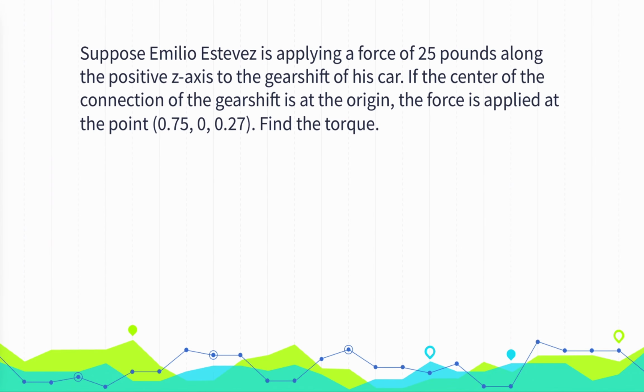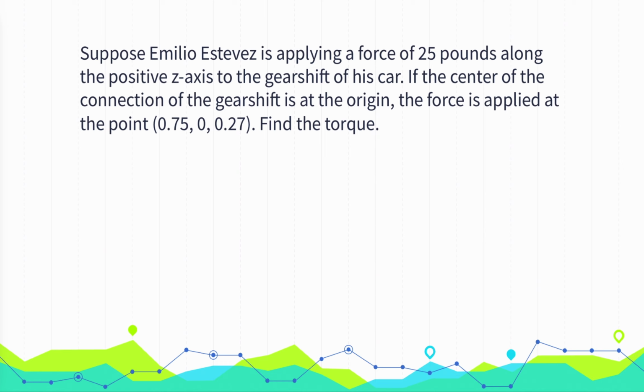Suppose Emilio Estevez is applying a force of 25 pounds along the positive z-axis to the gear shift of his car. If the center of the connection of the gear shift is at the origin, the force is applied at the point 0.75, 0, 0.27. Find the torque. So the torque in this case is going to be the cross product of these two vectors. Or the magnitude of the cross product of these two vectors, let's say.